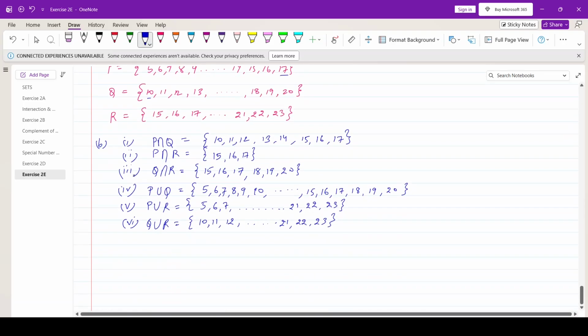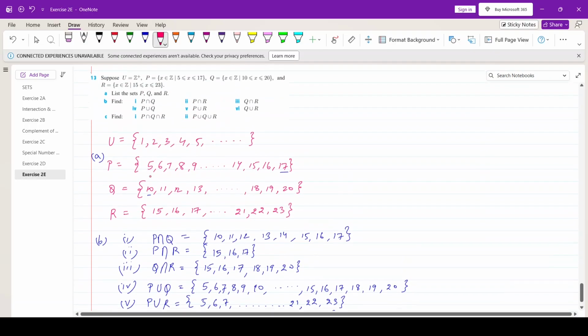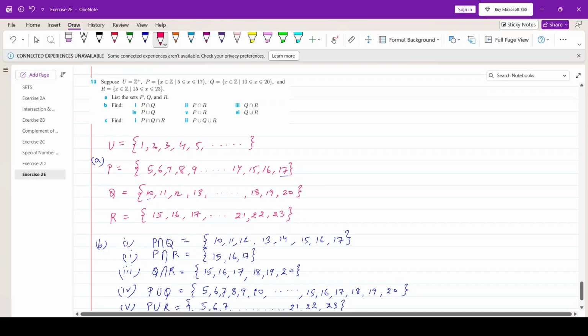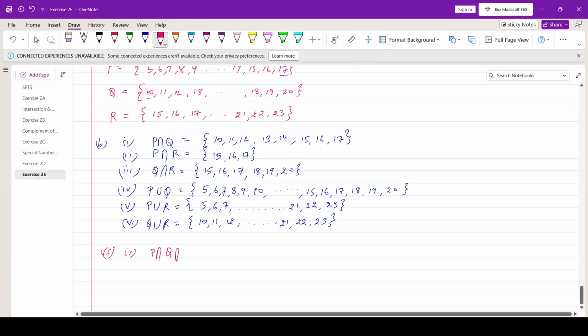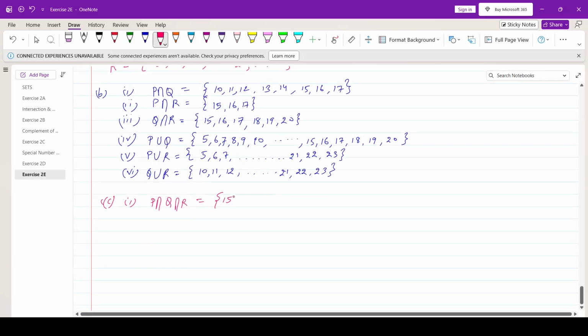That is part B. Now part C, subpart 1 is P intersection Q intersection R. That will be the common part that exists in all of the P, Q, and R. So the common part of P and Q is from 10 to 17, and then intersection with R will be 15 to 17. That will be 15, 16, 17.